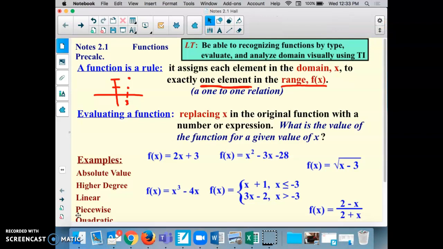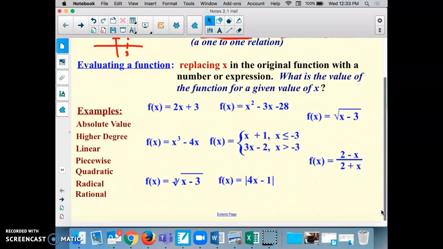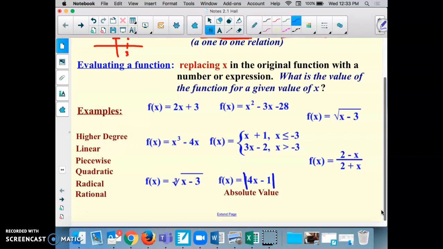Here are some examples of different types of functions. The first one is the absolute value function. The absolute value function is determined by absolute value symbols. Those 2 lines you see on the outside are absolute value symbols. I'm going to talk about a linear function next. A linear function is when the x value, your variable, is to the first power. Now that's important. You know what linear sounds like. It sounds like a line. So a linear function is a line function.